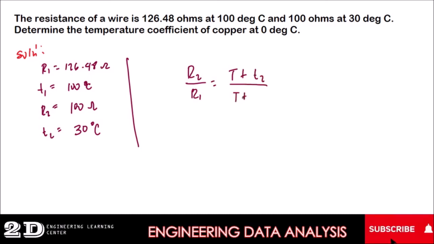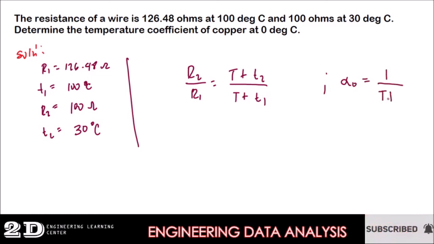Okay, so yung formula natin, we have R2 over R1 is equal to T plus T2 over T plus T1. T is the temperature coefficient of copper at 0 degrees Celsius. So ang hinahanap ito is alpha at 0 degrees. Ang formula dito is 1 over T plus yung gusto natin is T sub 0. We could have that one as 1 over T plus 0 kasi 0 degrees Celsius tayo. Okay. So first, kailangan natin masolve yung T.